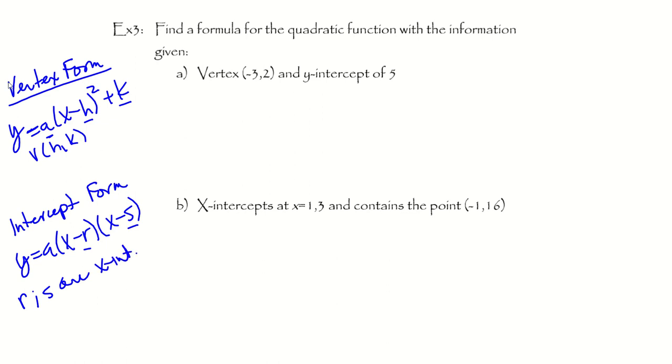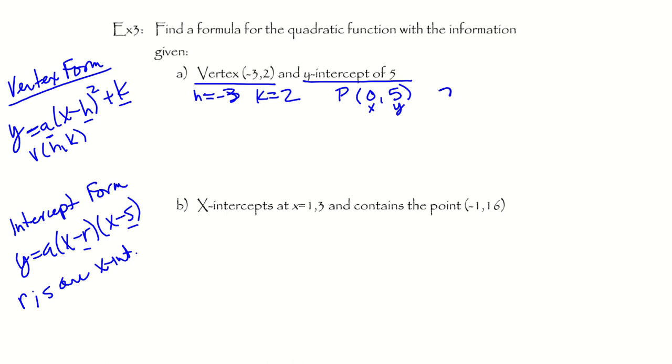So let's look at these examples. In this first example, we have a vertex (-3, 2), and we have a y-intercept of 5. So what we have in this vertex is a number for h. h is -3. We have a number for k. k is 2. And if we have a y-intercept of 5, then we have a point which would be (0, 5). This would be a particular value for x when y was 5.